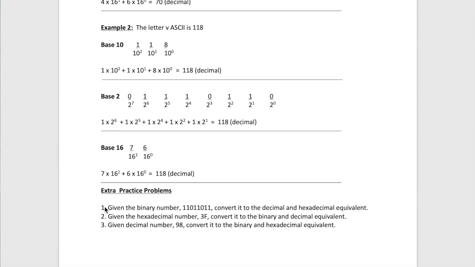3 practice problems, like I said before. So here we go. A practice problem is conversion. Binary number 1101 1011, converted to decimal and hexadecimal. Hexadecimal number 3F, converted to binary and decimal. And then we have a decimal 98, binary and hex we want to convert to. So grab something to write and solve these 3. You can pause the video right now.